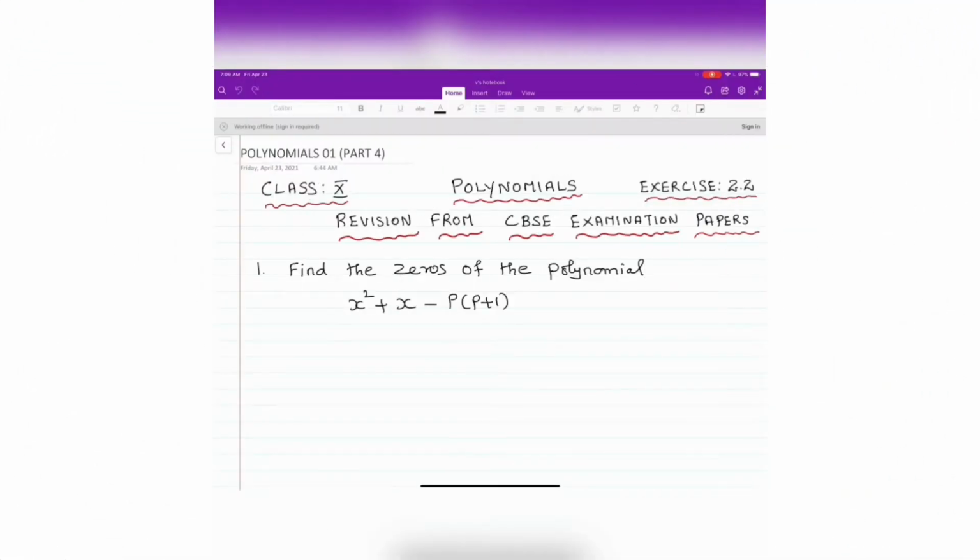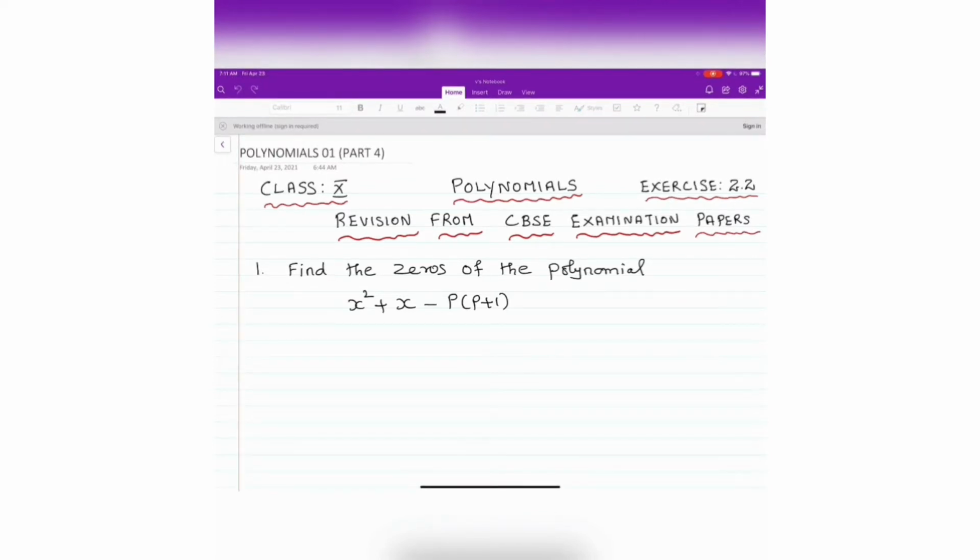Namaste and welcome. In today's session, I will be working out some more questions from previous year's board examination papers based on the concepts of how to find out the zeros of the polynomials and how to verify the relationship between the zeros and the coefficients. Here we go. Question number 1.